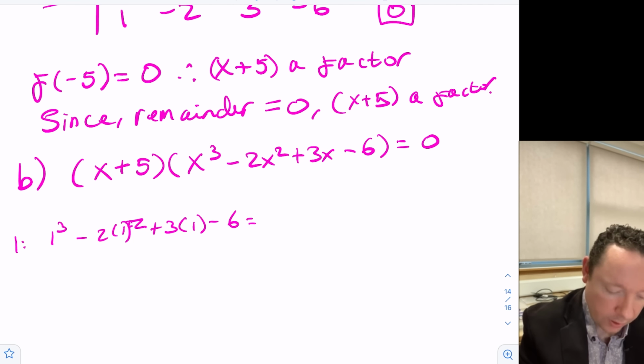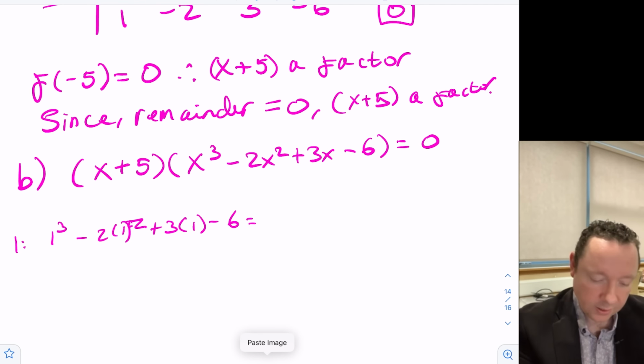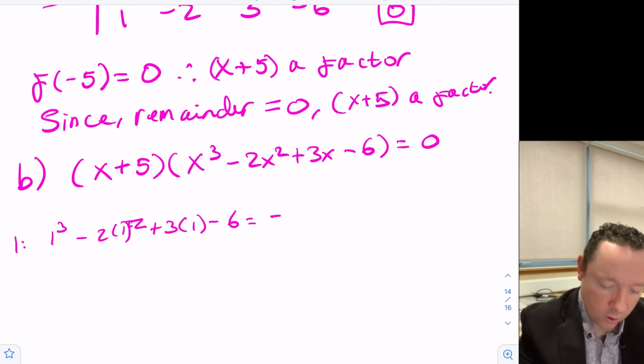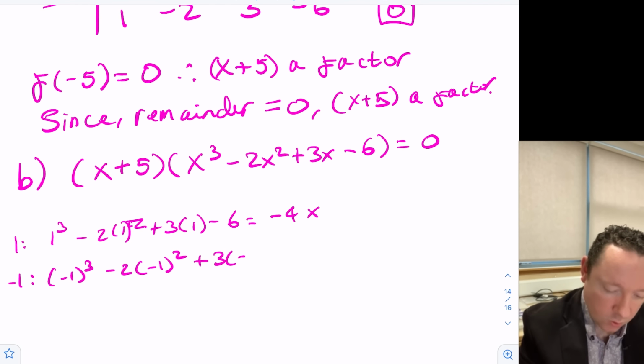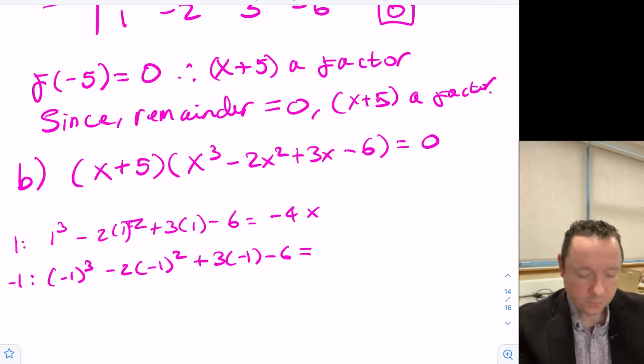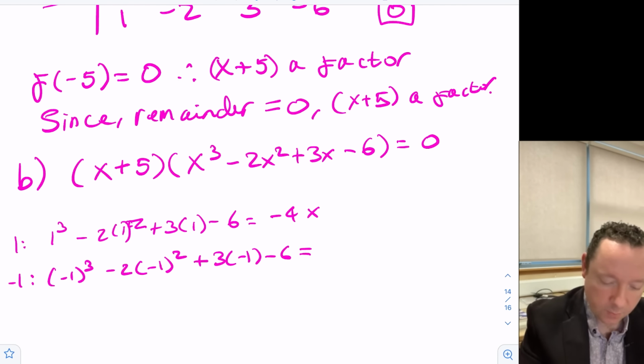Minus 2 is minus 1. Minus 1 plus 3 is 2, minus 6 is minus 4. So it's not that one. Try minus 1. You get minus 1 cubed minus 2 times minus 1 squared plus 3 times minus 1 minus 6. Minus 1 cubed is minus 1. Minus 2 is minus 3. Minus 3 is minus 6. Minus 6 is minus 12. So it's not that one.